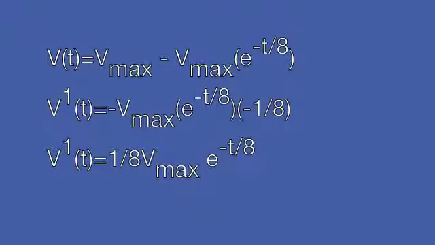We can cancel out the first Vmax value, leaving us with only the second Vmax value. We will leave the Vmax as it is the k value. We will find the derivative of e to the power of negative t over 8. The final equation will be v prime of t is equal to 1 over 8 Vmax e to the power of negative t over 8.